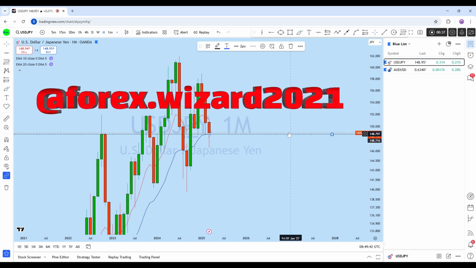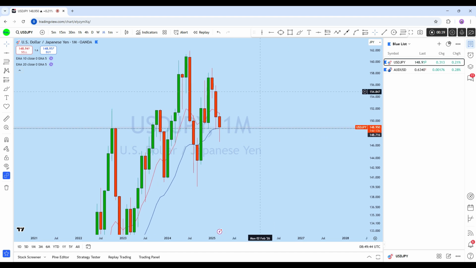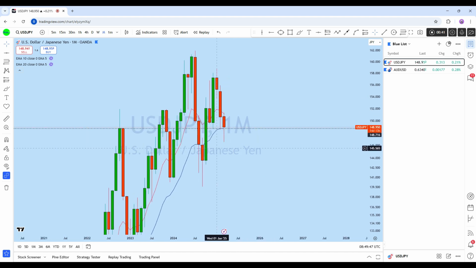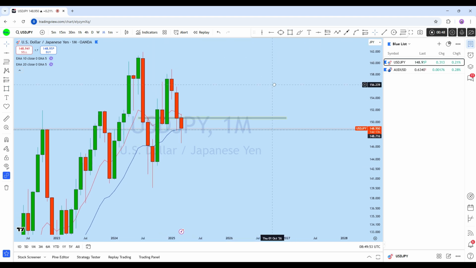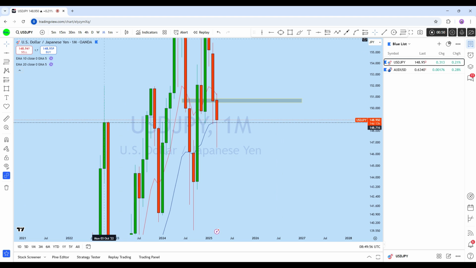And as we can see, dollar yen started to bounce from that monthly support level. I think we can expect further upside as it is a historically bull market. We can expect this market to go ahead and retest this monthly resistance line.